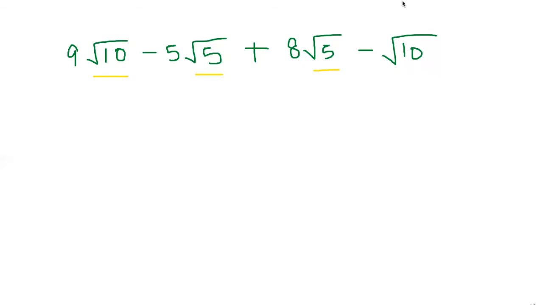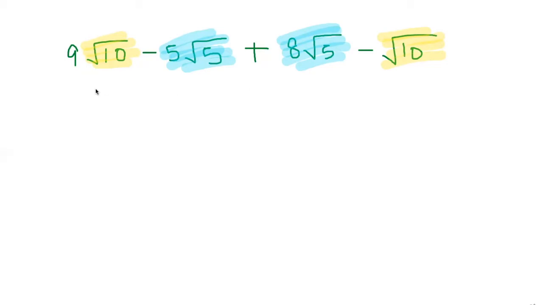After this, you will observe the like radicals. The like radicals are 9 root 10 and this root 10. They will be added or subtracted together depending on the operation in the question. And the other set of like radicals are these. Same way as in algebra you used to add like terms, here you will be adding or subtracting the like radicals. Let's see how to solve this question.